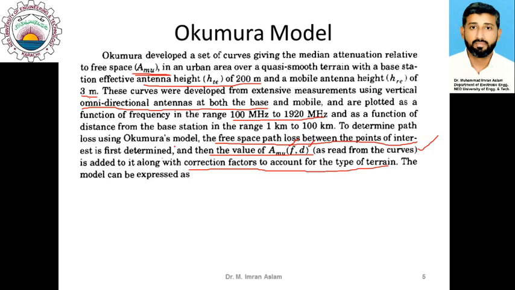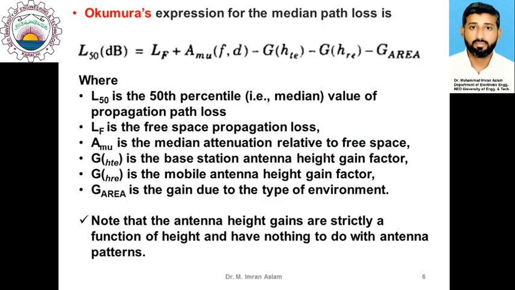So first thing is the free space path loss model that we have already discussed previously in detail. So I understand that you can easily calculate the path loss occurring from the free space model. The second thing that we need to use is this median attenuation. As I said, Okumura has developed a formula and curve for this median attenuation. So this is the overall formula for the median path loss using the Okumura's model.